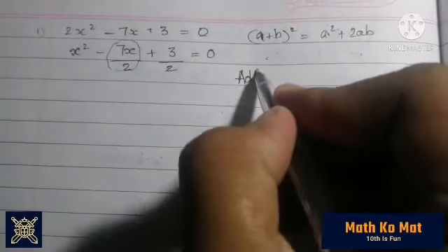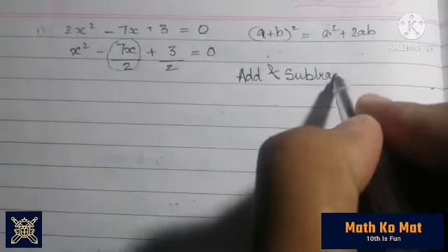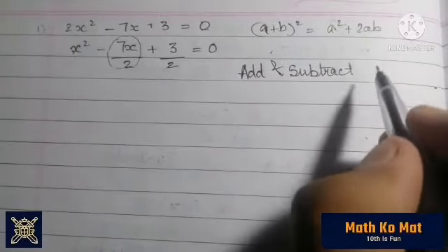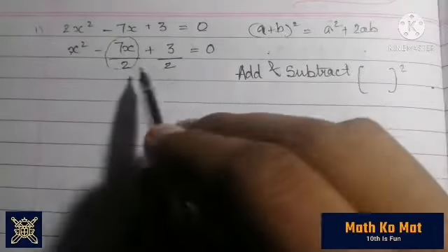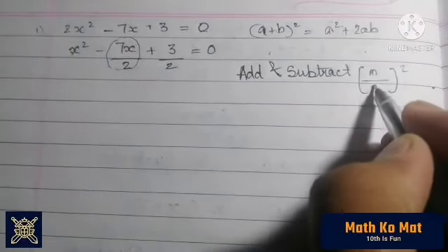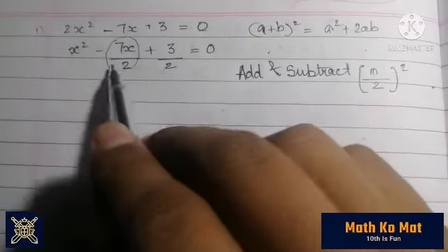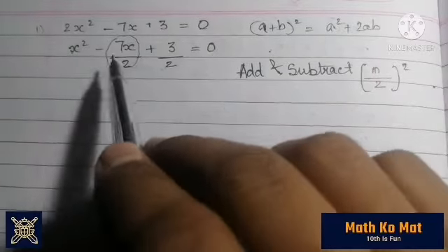Add and subtract. What you are going to add and subtract? The square of the middle term's coefficient divided by 2. So take this middle term's coefficient, divide it by 2, and add and subtract the square in this equation.